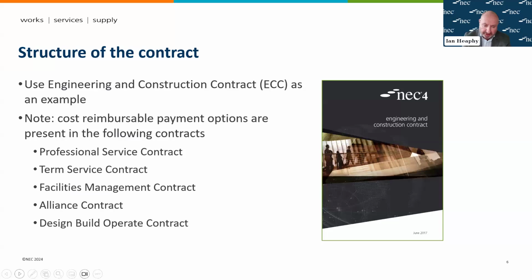So as I say, a lot of the terminology we'll use, a lot of the referencing will be based on the NEC4 ECC, the engineering and construction contract. We will pick out a couple of issues on some of the other contracts, most notably the professional service contract, which, as some of you may be aware, in NEC4, we have now moved to a truly cost reimbursable payment mechanism under main options C and E, as opposed to the more traditional schedule of rates approach. And we'll come back to that as we get into some of the detail.